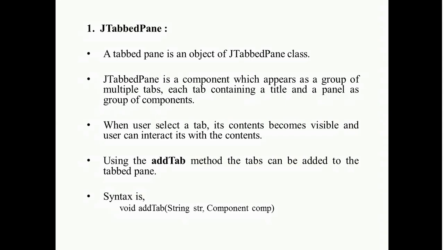And JTabbedPane contains a group of multiple tabs and each tab contains a title and a panel as a group of components. And when the user selects a particular tab, its content becomes visible and the user can interact with that content.